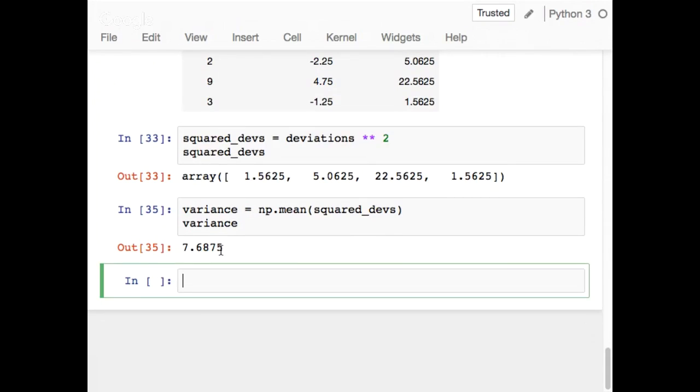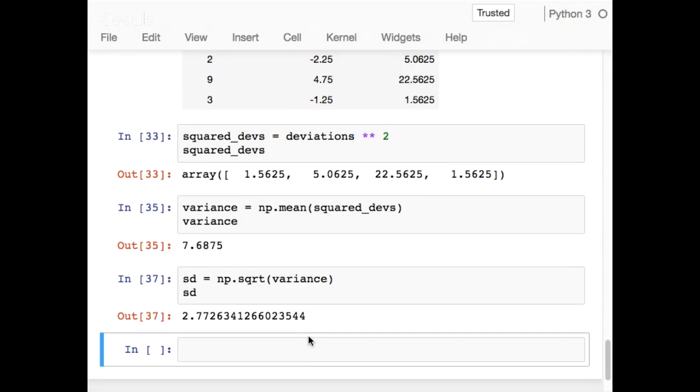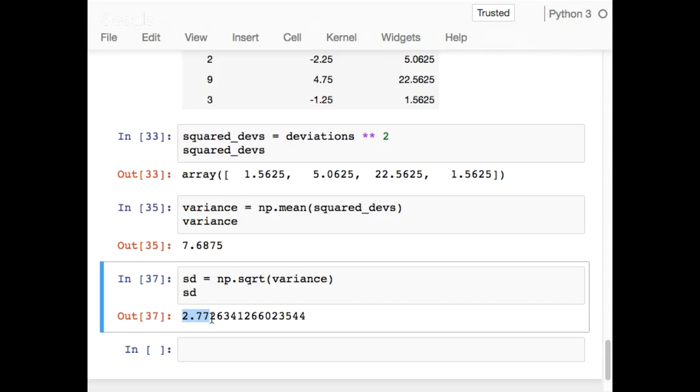If I want to find the standard deviation, which is another statistics term, we would do SD equals np.sqrt of variance. And let me just show you that. In this case, in my data, the standard deviation is 2.77. Now, it's just a number. It doesn't mean a whole lot to you just yet.